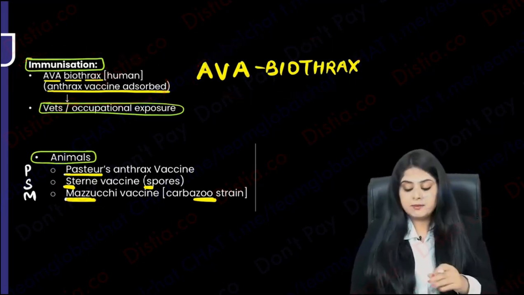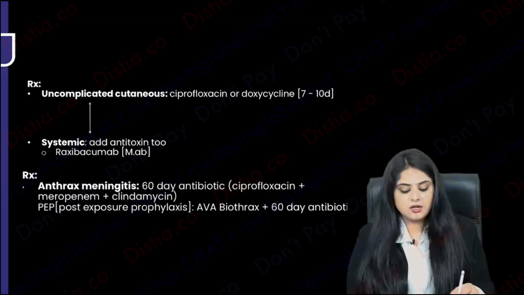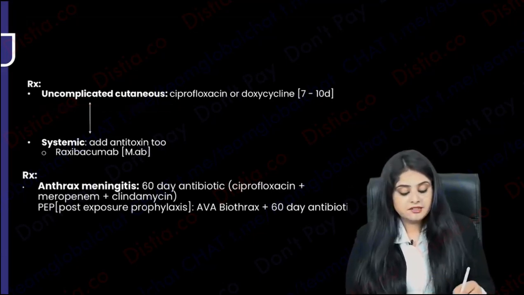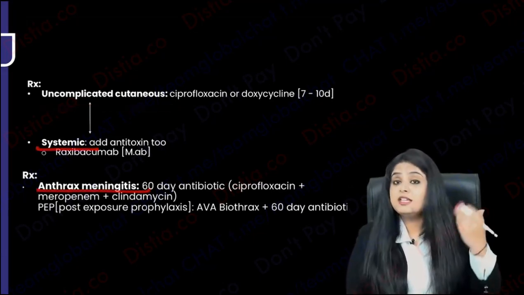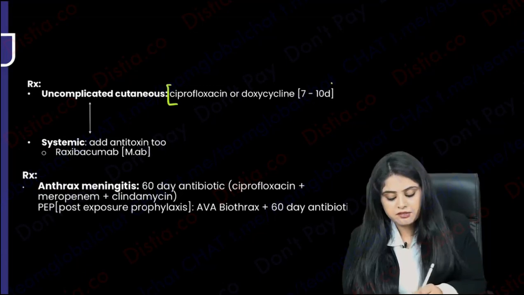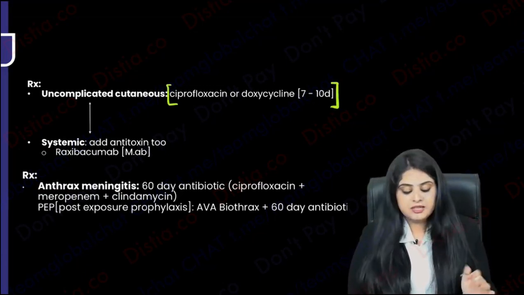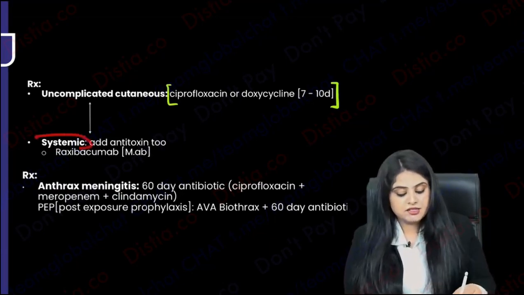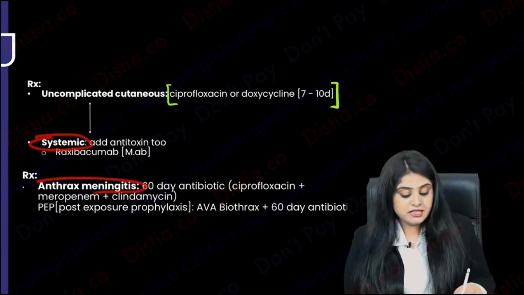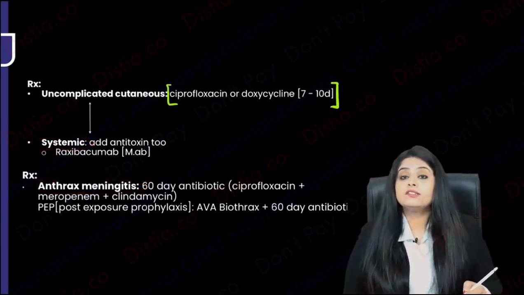What is the treatment? The treatment protocol in uncomplicated cases, just skin, is different, whereas if there are complications and there is CNS involvement, the treatment is different. Overall, the treatment is ciprofloxacin or doxycycline for 7 to 10 days. That is what you do. But if it starts getting systemic, if systems are involved, if CNS is involved, things are getting complicated, then you have to go in for something extra.